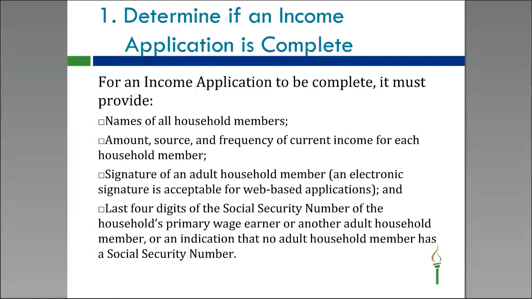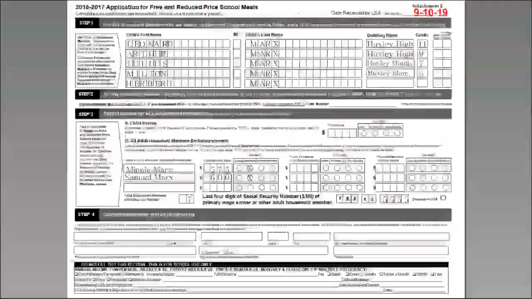A complete income application includes the name of all household members. That includes everyone in the household, including toddlers, other children who are no longer in school, and other household members. To be complete, it also needs to have the income and frequency of each household member. It also needs to have the last 4 digits of the Social Security number, or they need to indicate that they do not have a Social Security number, and it also has to have the adult signature.